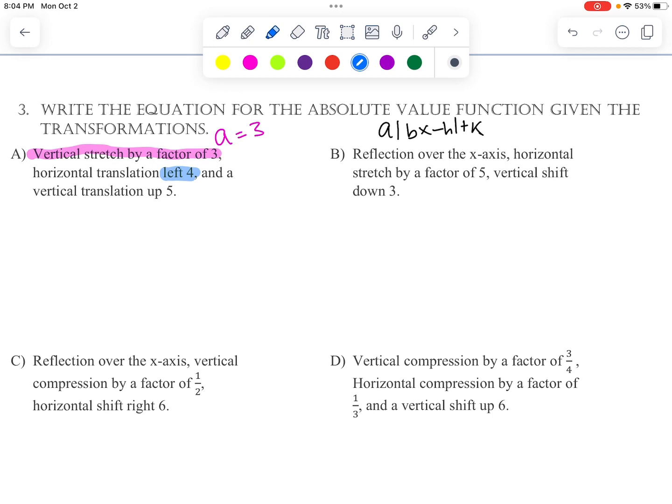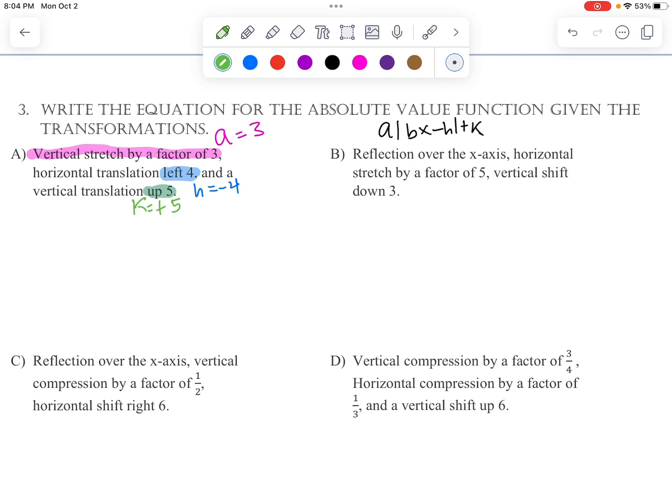And remember that whenever we're doing left, we always have that opposite issue, but H is -4, and I'll show you how it's going to look opposite here in a little bit. And then the easiest transformation of all is a translation up 5. Okay, and that's just adding 5. Okay, so K is equal to plus 5.